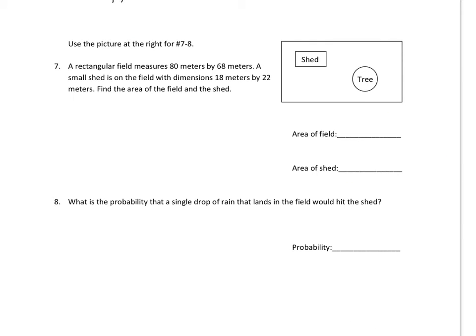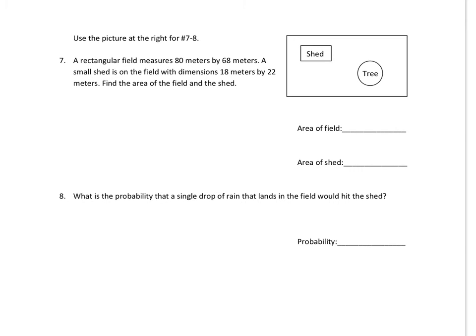Find the area of the total field. It says the field is 80 by 68. So I have to multiply 80 times 68. And that would give me 5,000. Whoops, a typo. 5,440. Oh, great. Finding the area of the shed. So 18 times 22 is 396. What's the probability that one single raindrop lands in the field?